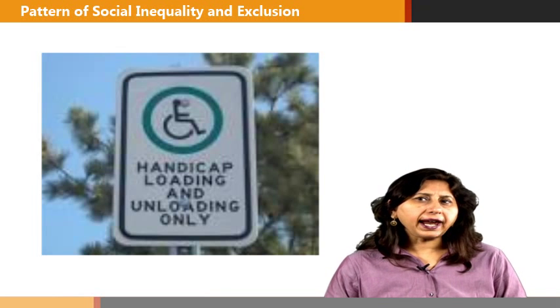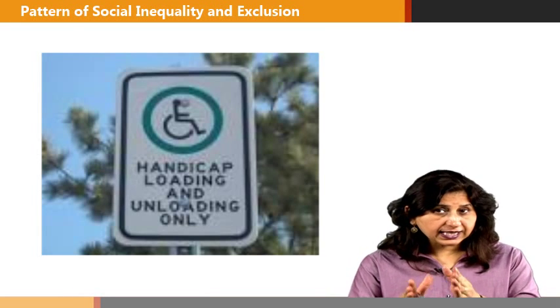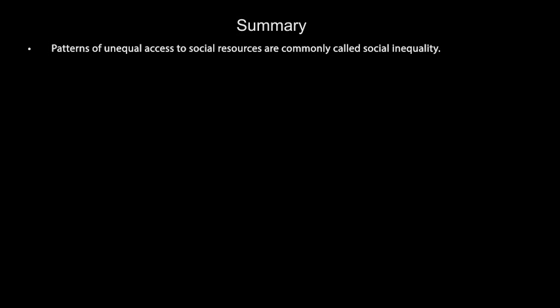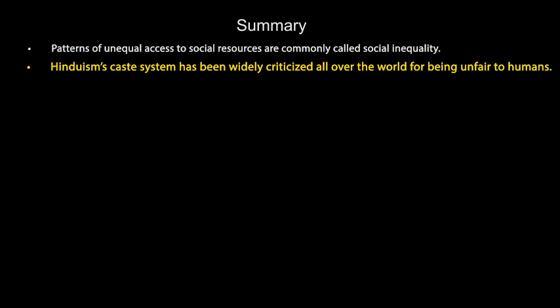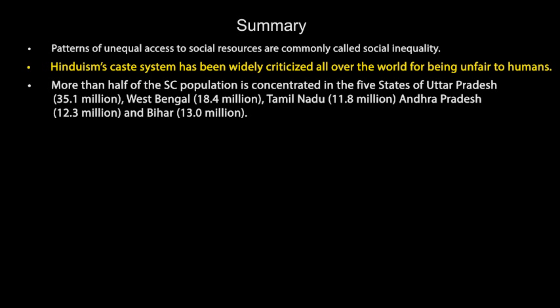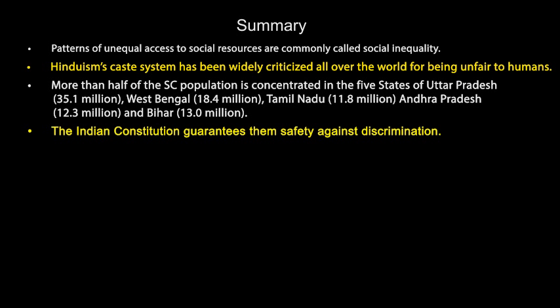Summary. Now, in the end, let us summarize what we have learnt in this lecture. Patterns of unequal access to social resources are commonly called social inequality. Hinduism's caste system has been widely criticized all over the world for being unfair to humans. More than half of the SC population is concentrated in the 5 states of Uttar Pradesh, 35.1 million, West Bengal, 18.4 million, Tamil Nadu, 11.8 million, Andhra Pradesh, 12.3 million, and Bihar, 13.0 million. The Indian Constitution guarantees them safety against discrimination.